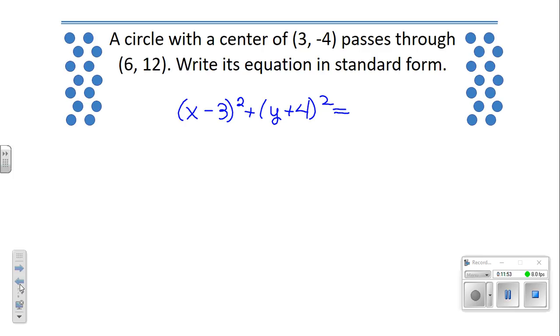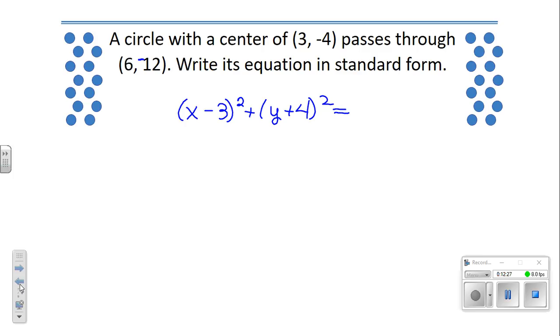How are we going to find the radius? Wait. We're going to take a 6 minus 3, and negative 12 plus 4. Oh, I did that wrong. Your equation has a negative 12, doesn't it? It should be 3 squared plus 8 squared. Yes, thank you. My apologies, I should have changed that.